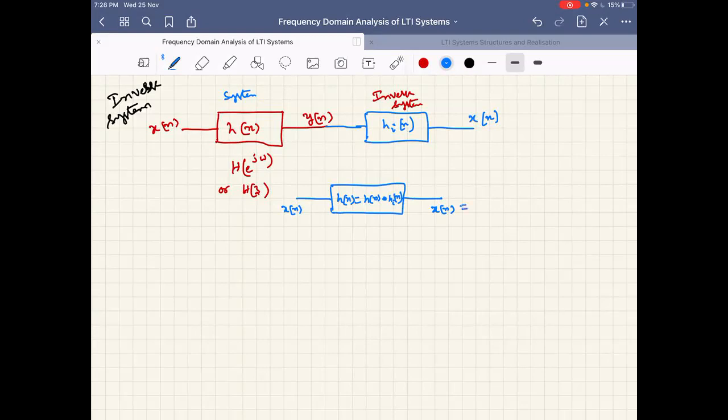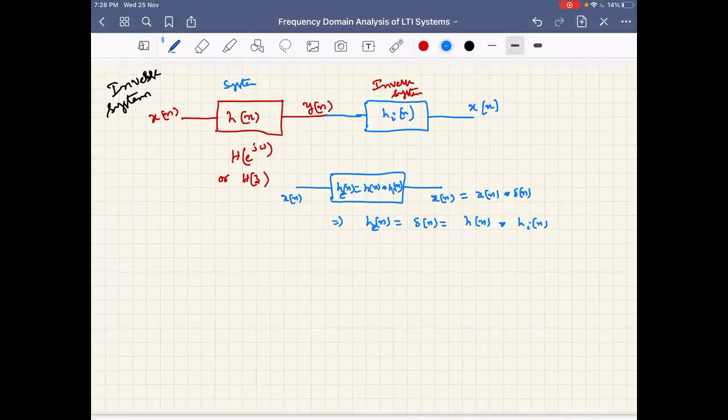So if I want to get x of n itself as output, what should the effective impulse response be? x of n has to be convolved with the delta function, then only will you get x of n here. This implies h effective of n is equal to delta of n, which is equal to h of n convolved with h inverse of n. Please note this h of n is different. So the inverse system should be such that if I convolve the impulse response of the inverse system and the original system, I get the delta function.